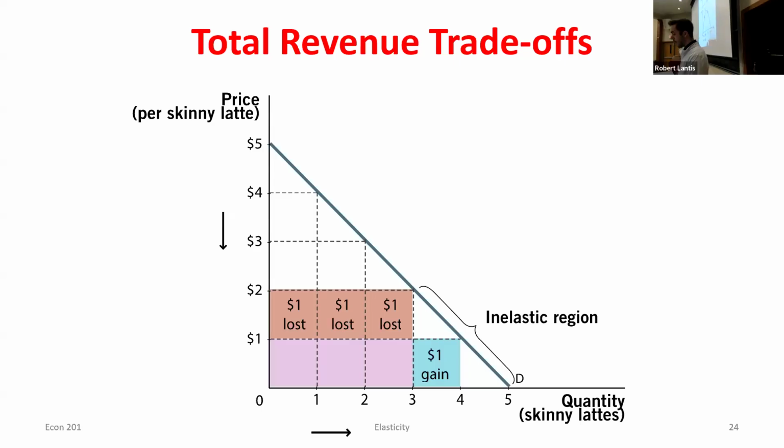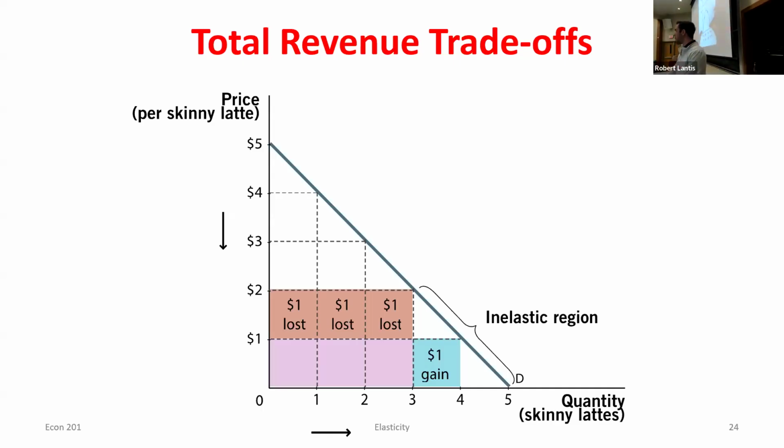How can I do that? I'm actually going to want to increase the price. So depending on what portion of the demand curve we're on, we want to do the exact opposite thing to increase total revenue. Any questions on this before we keep moving?